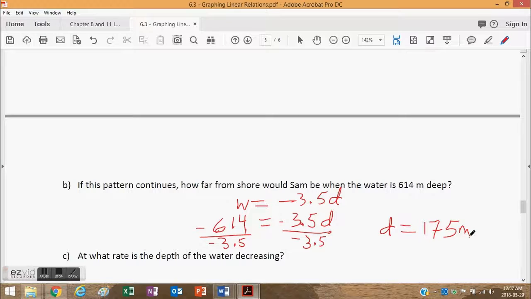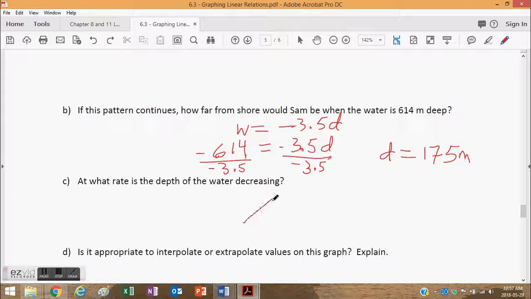Now, my own personal question is: is it an actual straight-line drop-off like this, or is there something else going on? Probably there's something else going on. It probably doesn't go straight down like this and then just flat at 614 meters deep. However, that's neither here nor there. At what rate is the depth of water decreasing? Here we're looking at something per meter. How much does it change per meter? It goes down by 3.5 meters per meter away from the shore.